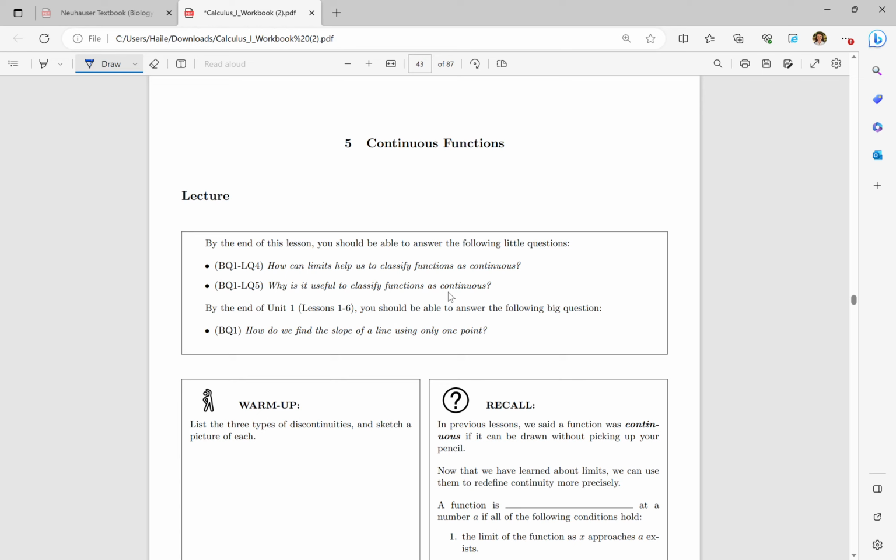By the end of this lesson, you should be able to answer the following little questions. How can limits help us to classify functions as continuous? And why is it useful to classify functions as continuous? And just as a reminder, by the end of Unit 1, you should be able to answer the following big question: How do we find the slope of a line using only one point?